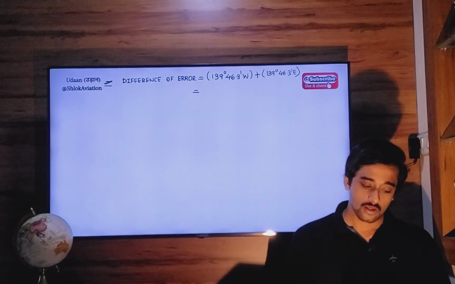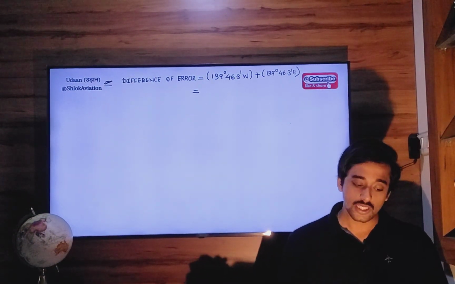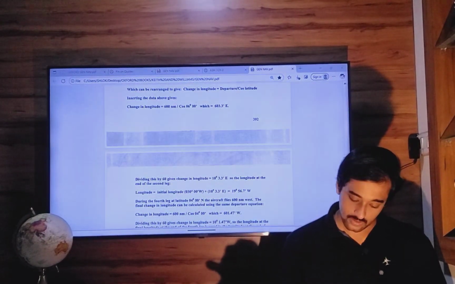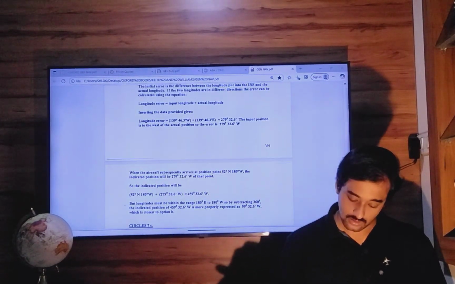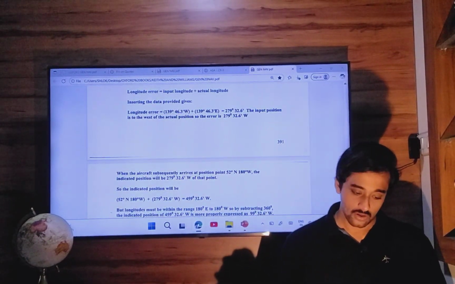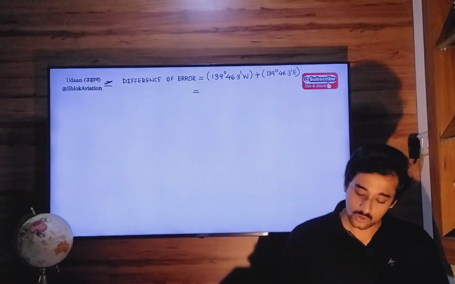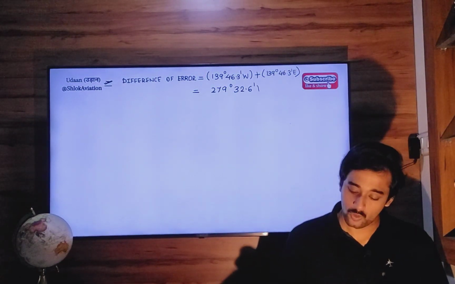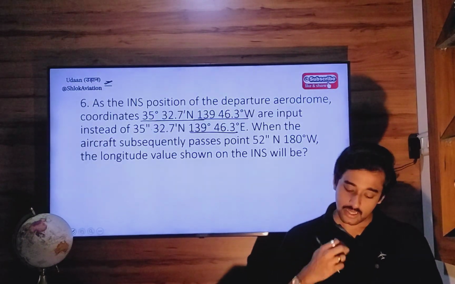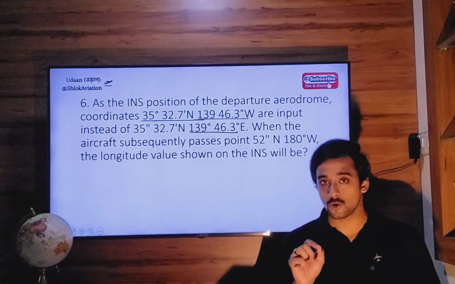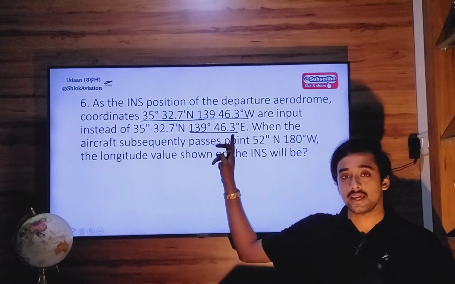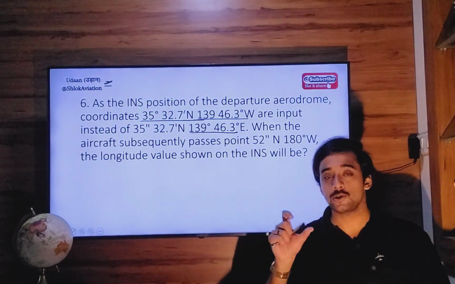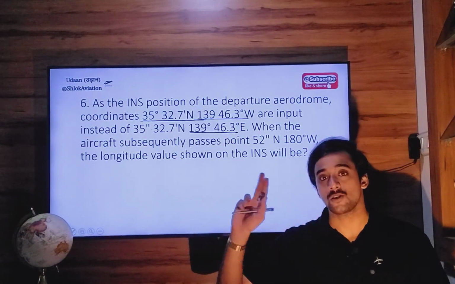So that is equal to 279 degree 32.6 minutes west. Okay, because the actual position or the accurate position of this aerodrome is in the eastern hemisphere, and the wrong input that you have given is in the western hemisphere. So the magnitude of error is in the direction of west.